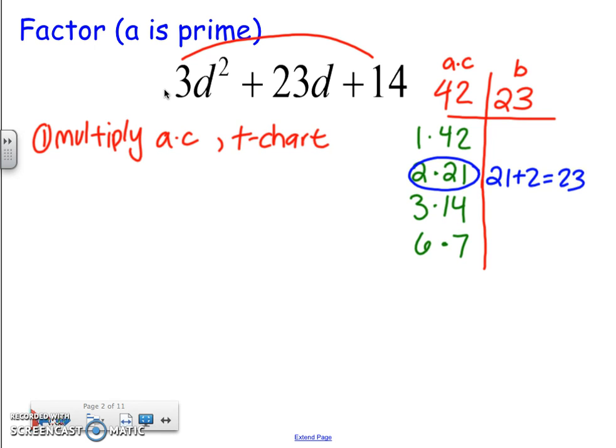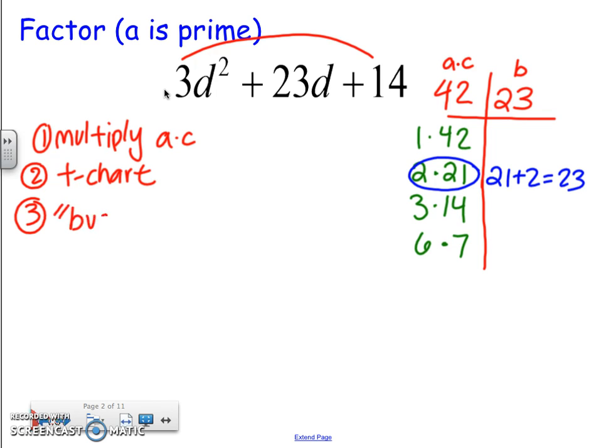Okay, so once you find your factors, this is going to be the trickiest part. So I'm going to actually write this over here. Step 3 is called bust up the b's. Okay, so what you're going to do is you're going to take your 2 factors over here, and you're going to bust up this middle term. So for example, we're going to bust it up into a 2 and a 21, okay?